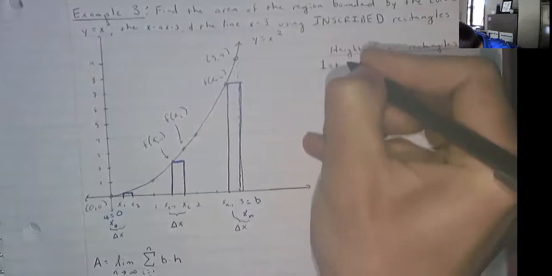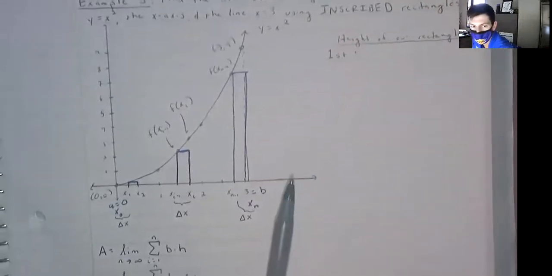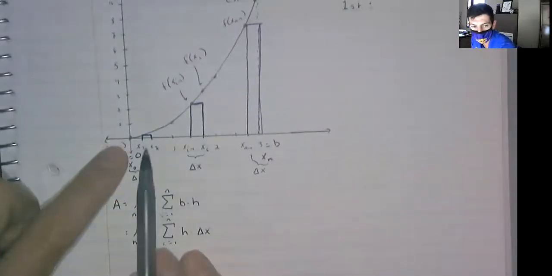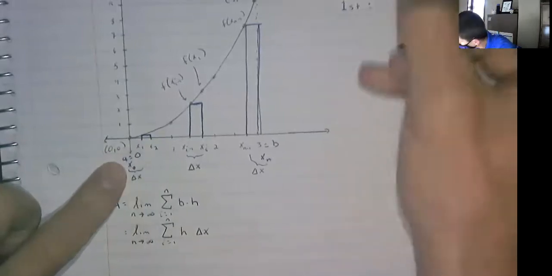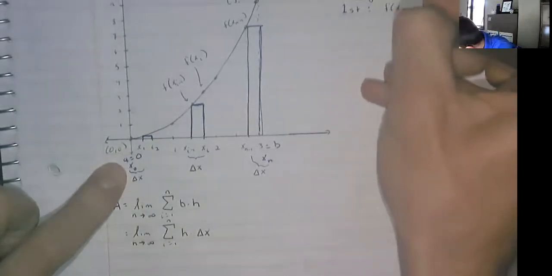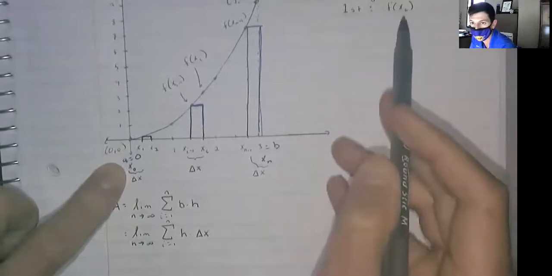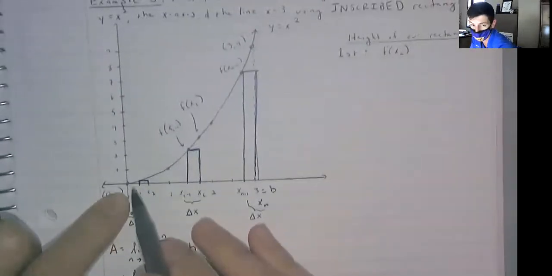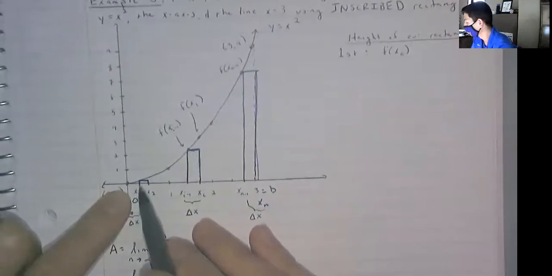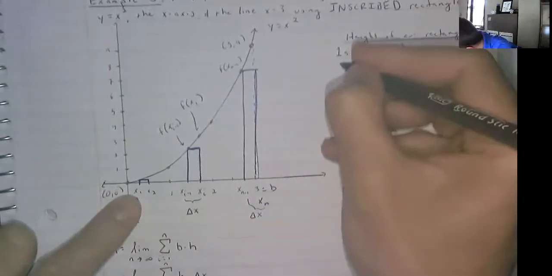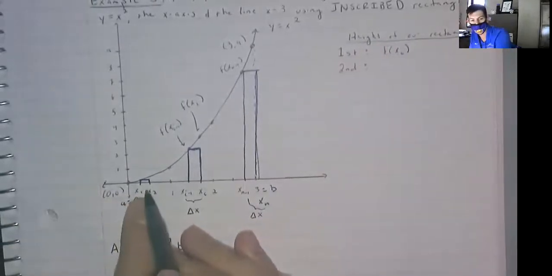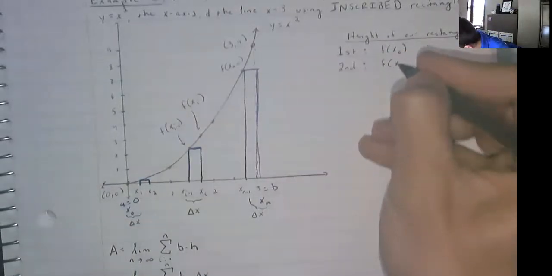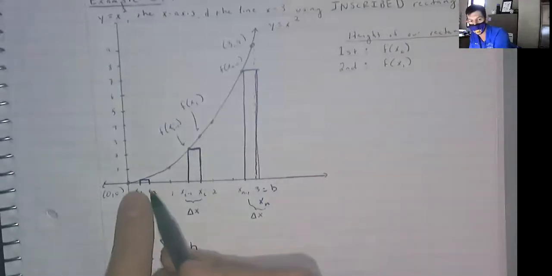So our first rectangle will have a height of f of x naught, which in this case is 0. That's not a very interesting rectangle. This second rectangle will have a height of f of x sub 1, because we're choosing this minimum value.